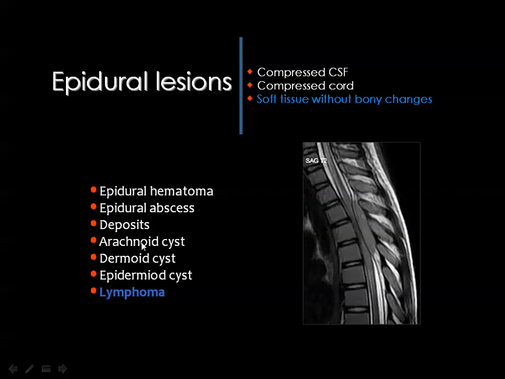And you should know that these three lesions usually coexist at any site. One of them can be seen. I mean that if you can see an arachnoid cyst in the epidural space, then it is possible to see an epidermoid cyst, and also it is possible to see a dermoid cyst. If you can see arachnoid cyst inside the ventricles in the brain, then it is possible to see epidermoid and dermoid cysts as well. Then lymphoma is one of the lesions that appear in the epidural space without bony involvement.